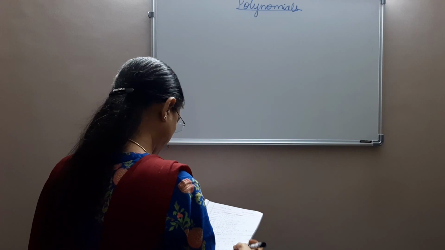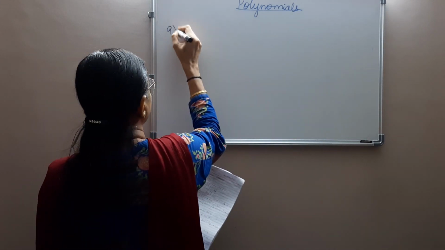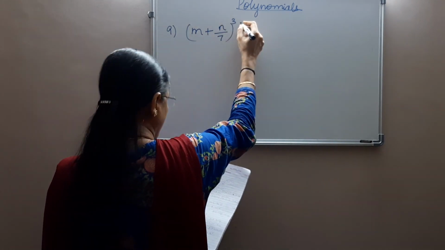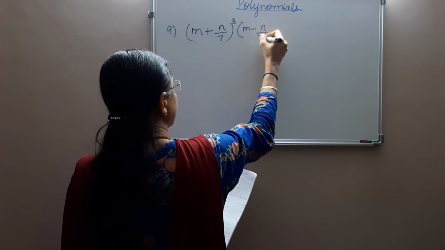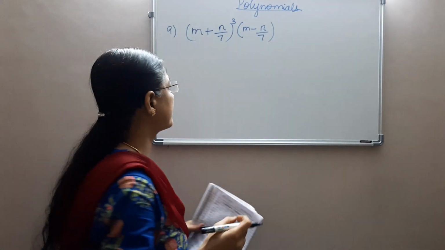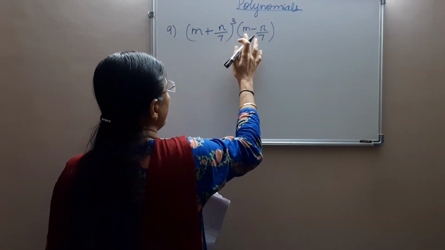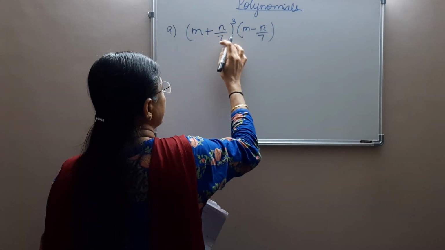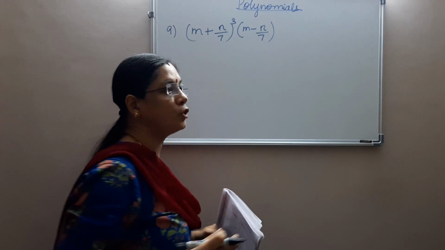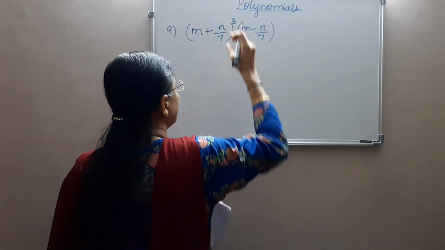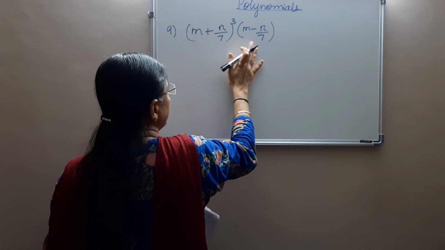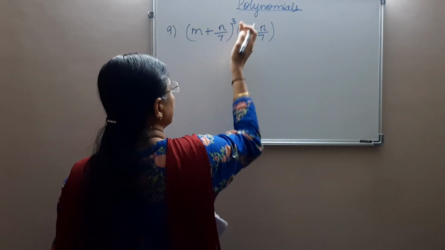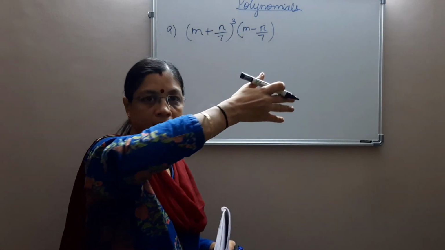Now the next sum is, I have been given m plus n by 7 the whole cube into m minus n by 7. You need to simplify this. See, m plus n by 7, the whole cube, and here it is m minus n by 7. You just forget this cube for a while. If you forget the cube for a while, what do we have? m plus n by 7, m minus n by 7. This is just like a plus b, a minus b, isn't it? So without cube, we have a plus b and a minus b.